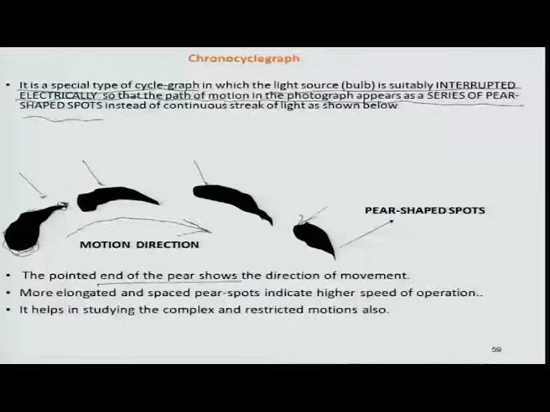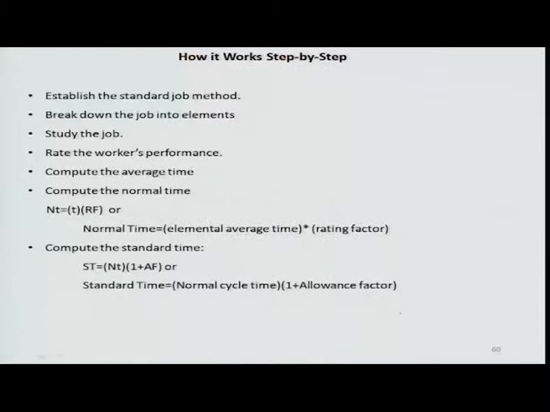So, the pointed end of the pear shows the direction of movement, and more elongated and spaced pear spots indicate higher speeds of operation, and so it can help in studying complex and restricted motions also, which otherwise may be a little difficult. Let us say the motion is along a corner, and it is very difficult to otherwise find out the start and stop of such a motion. So, you could use this image analysis technique for intelligently finding out where exactly the hand is proceeding at what point of time, which can be considered as the task in totality.